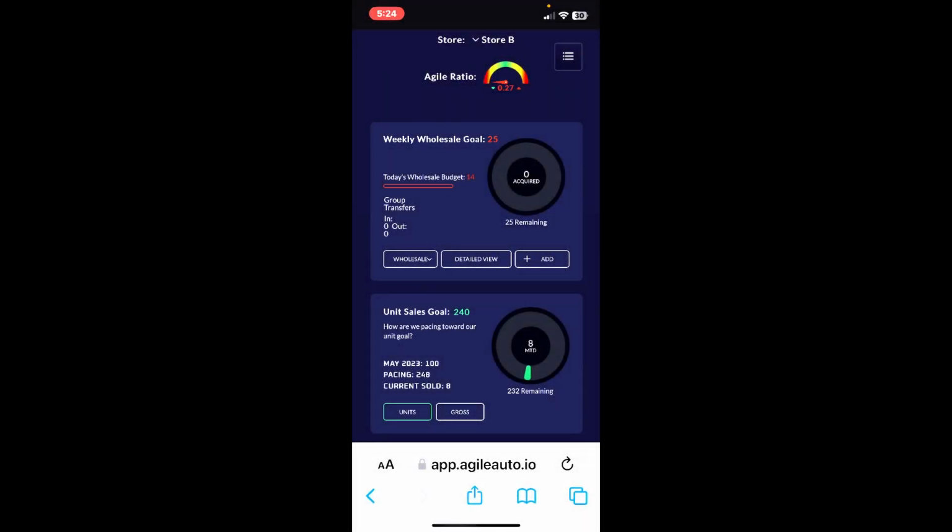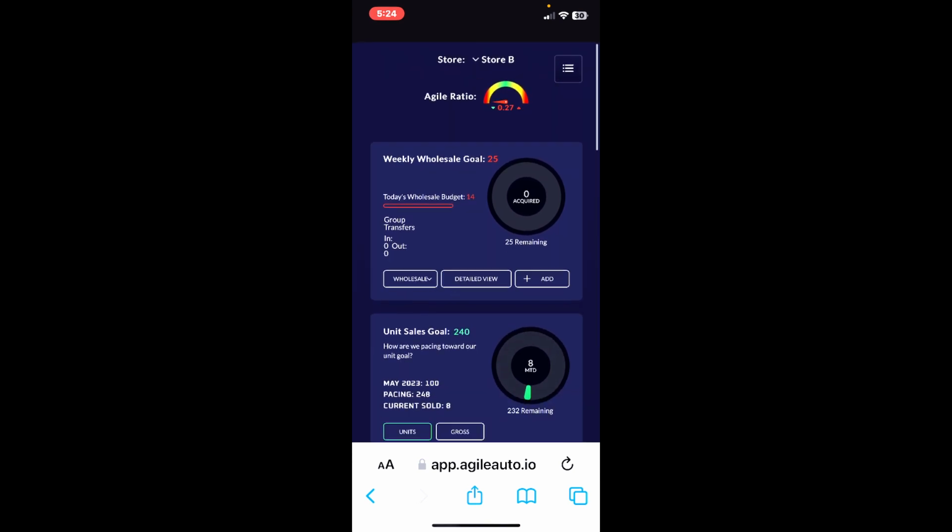Okay, so we're going to take a look at the agile ratio's impact in the mobile experience as an executive GM or a GM, even a regional manager or group leader would want to prep before a big meeting, a meeting with the store, a meeting with their leaders, just to have the basic fundamental performance KPIs for that store.